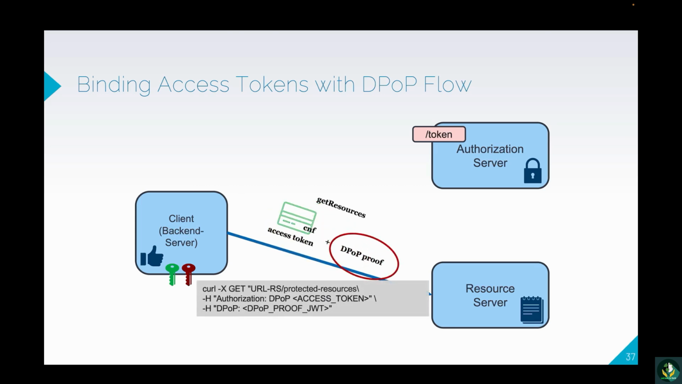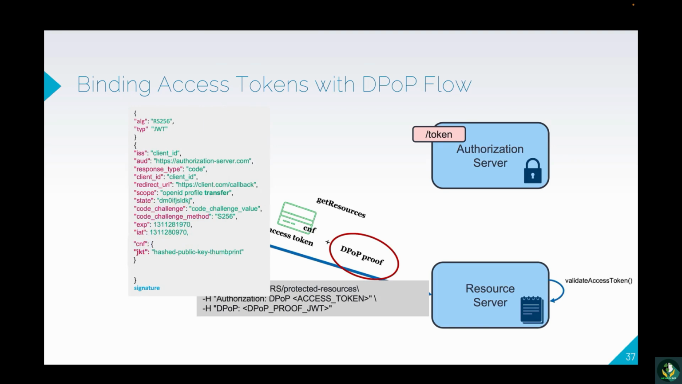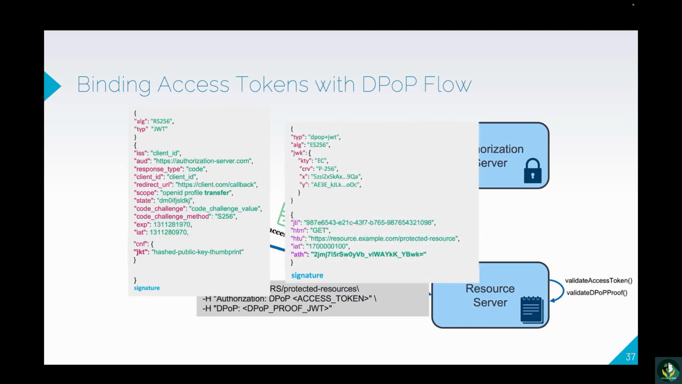At this stage, the resource server validates both the access token and the DPoP proof. It verifies the CNF claim in the access token. To do this, it calculates the hash of the public key provided in the DPoP proof and compares it to the CNF in the token. If they match, the token is confirmed to be bound to the client making the request. If not, the request is rejected.